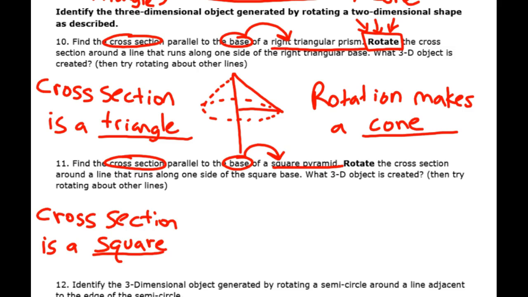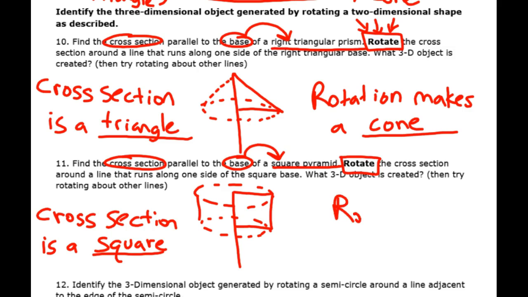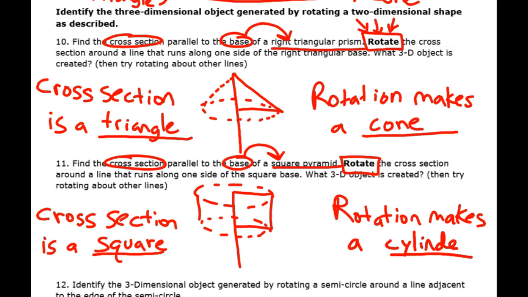So obviously this can be harder if it talks about vertical cross sections, so be careful when you read it. Now again, if I put the square on an axis and I start rotating it around, what am I going to get? A cylinder. So from the rotation, it tells me to rotate it, right? Rotation makes a cylinder. Cool.